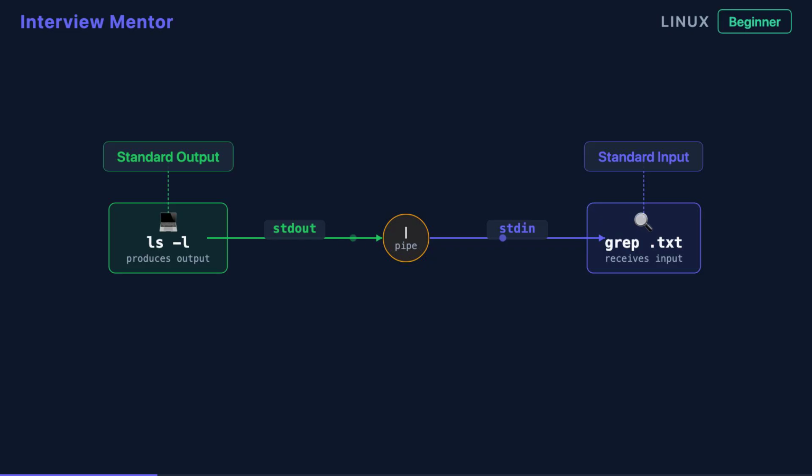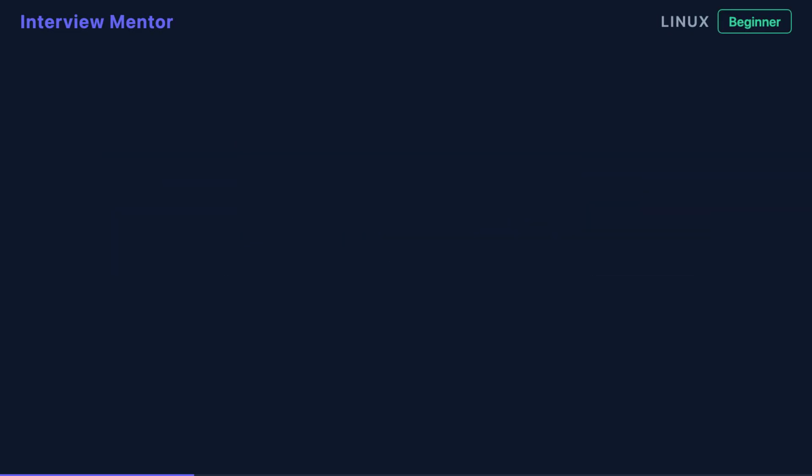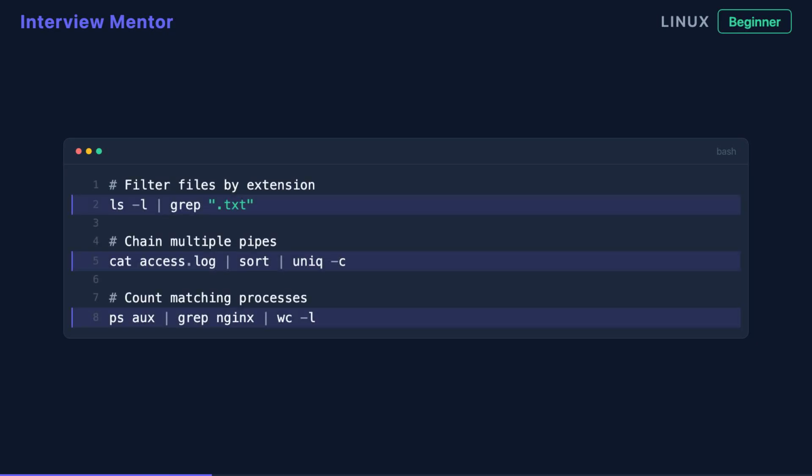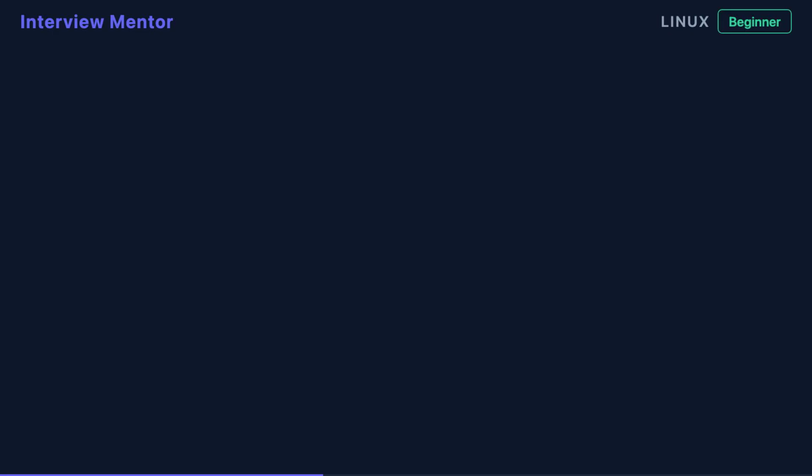Whatever flows out of the first command's stdout pours directly into the second command's stdin, forming what's called a pipeline. Here's a classic example: ls -l pipe to grep .txt. The ls command writes its file listing to stdout. Pipe hands that directly to grep as stdin, and grep filters for lines containing .txt. Chain further with cat pipe to sort, then to uniq, to count and deduplicate entries.